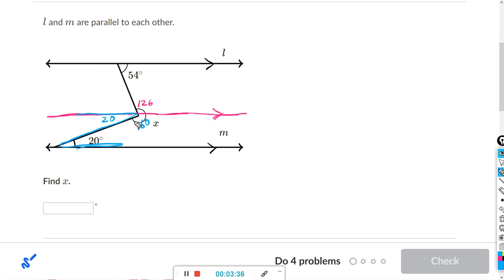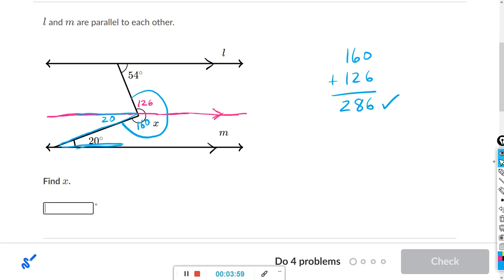And we can see X is this whole thing. So X is going to be 160 plus 126, which is 286. Final answer: just click inside the box and type 286.